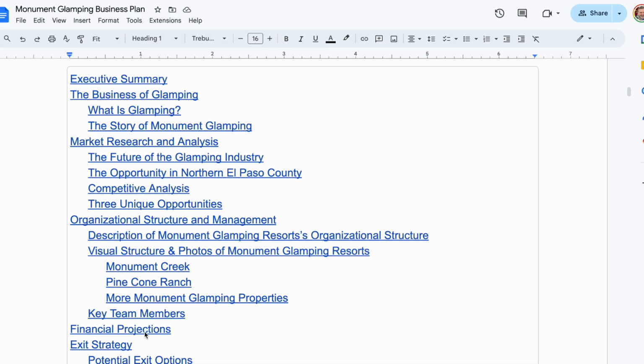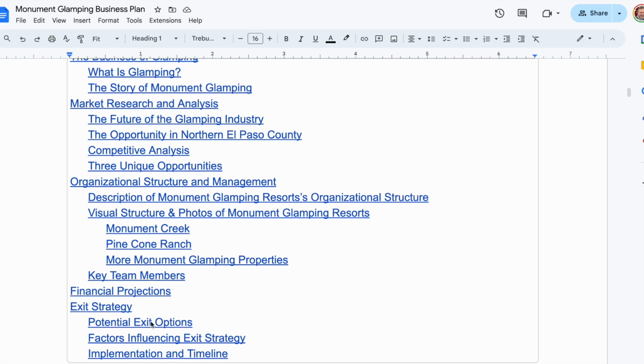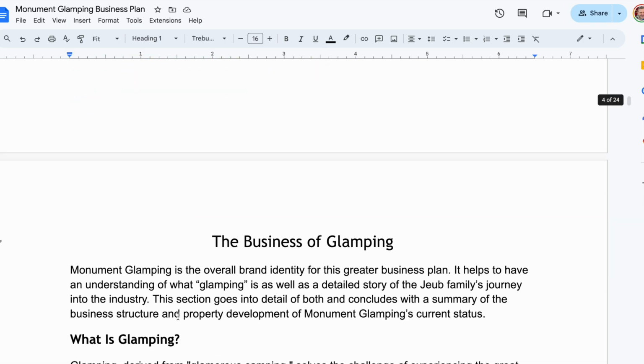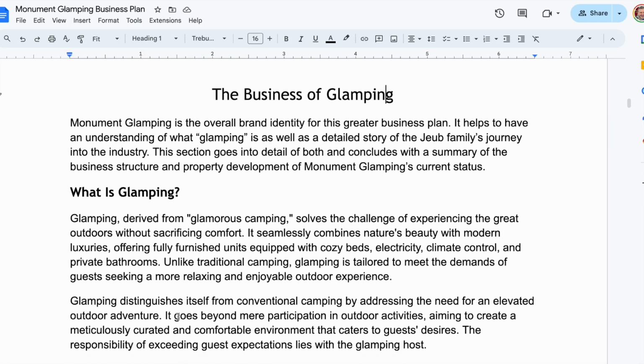and it goes all the way down to the exit strategy. So let's walk through that. Now, the business of glamping, this is where you are educating the reader. Okay, if this is a banker sitting down and going, okay, what is this glamping thing?